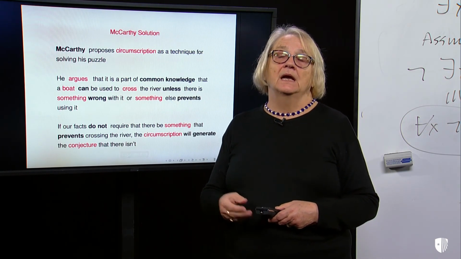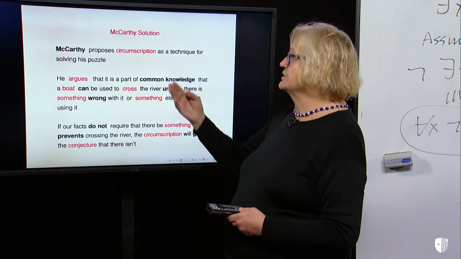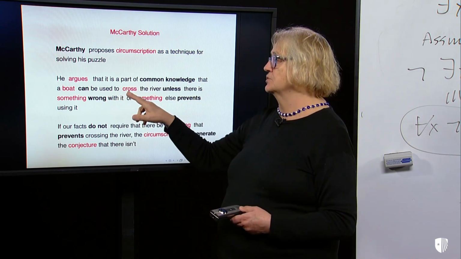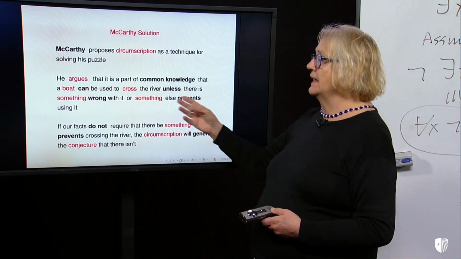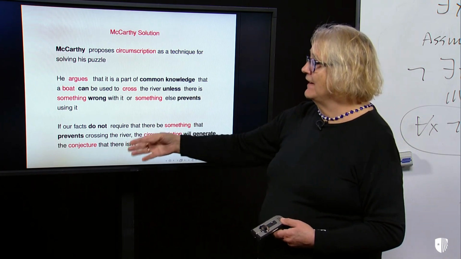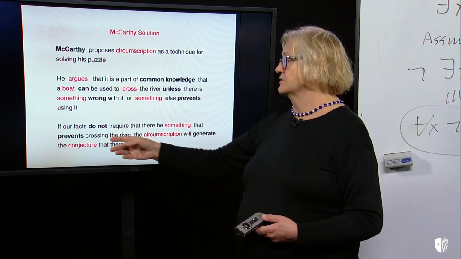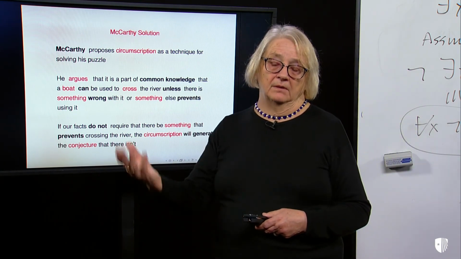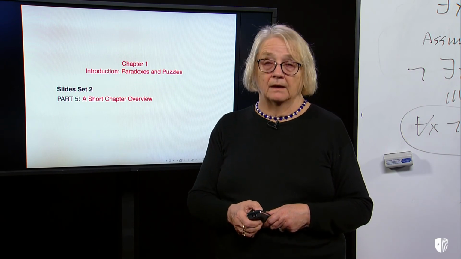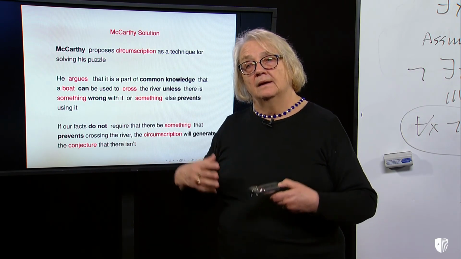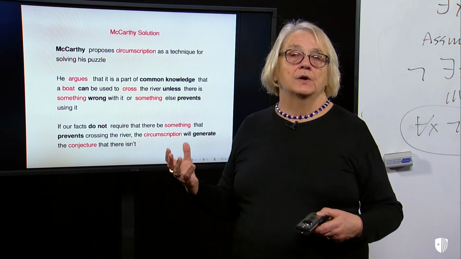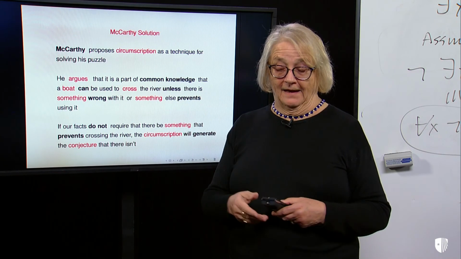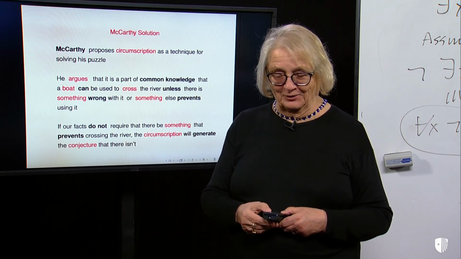So that was McCarthy. And he proposed something which he calls circumscription as a technique of solving this. He argues that it is a part of common knowledge that the boat can be used to cross the river unless something is wrong or something else prevents using it. And our facts do not require that there be something that prevents crossing the river. That's circumscription, which will generate a conjecture that there isn't, and they put a very beautiful formal solution to that. It also happened that the technique connects with negation in logic programming and so on. So that moved a lot of people and a lot of thinking.